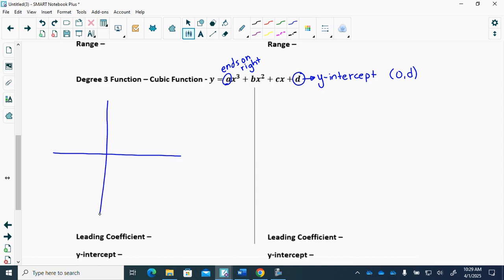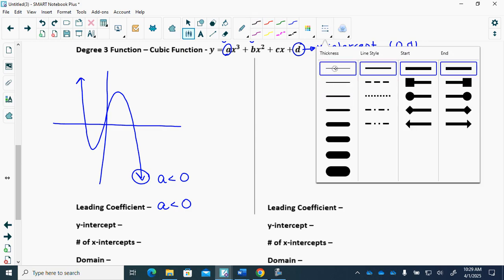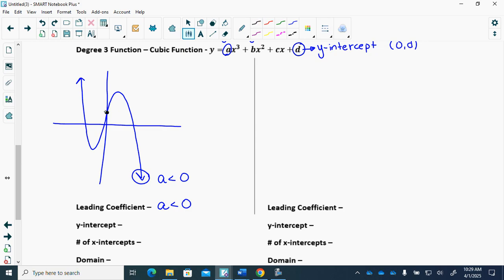So, if this is the graph I give you, what can you tell me about the leading coefficient? The leading coefficient is that a value. It's negative. Why? It ends down on the right. A is less than 0. It's negative. We know that. What can you tell me about the y-intercept of this graph? It's positive, which means what? C is greater than 0. It's up here.